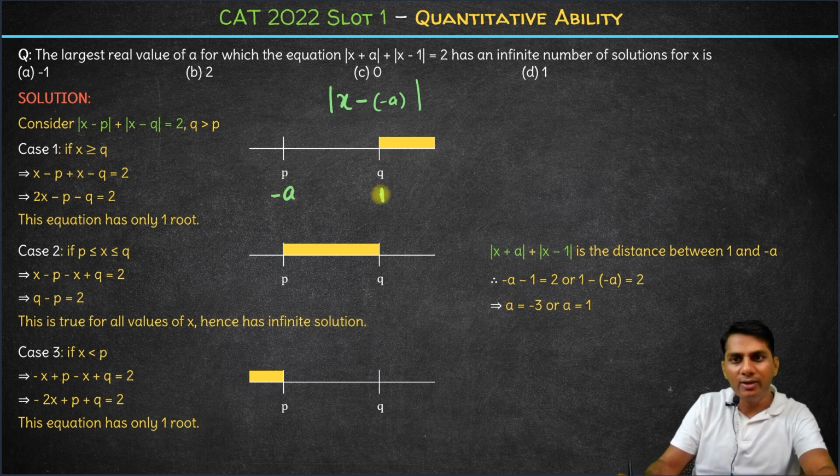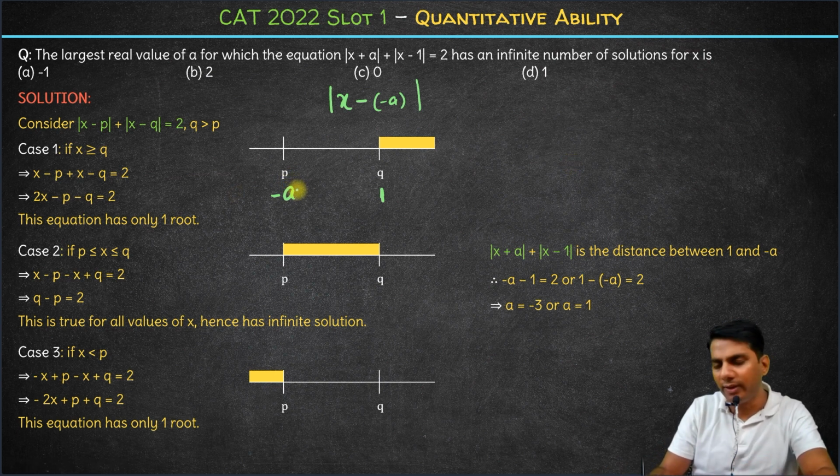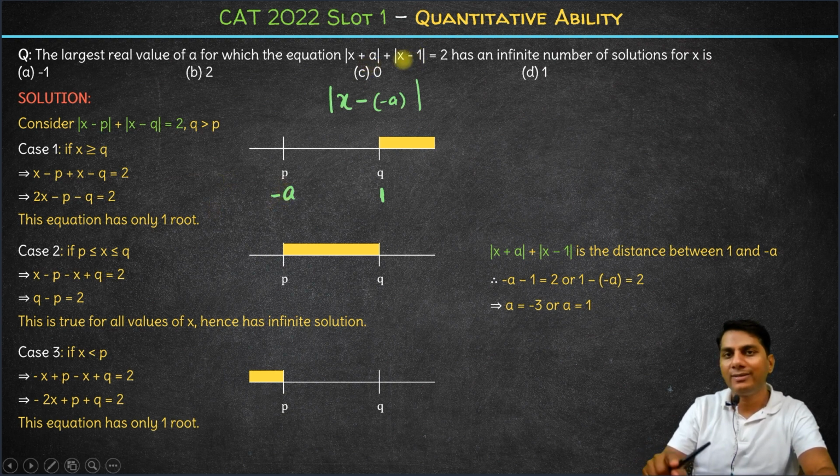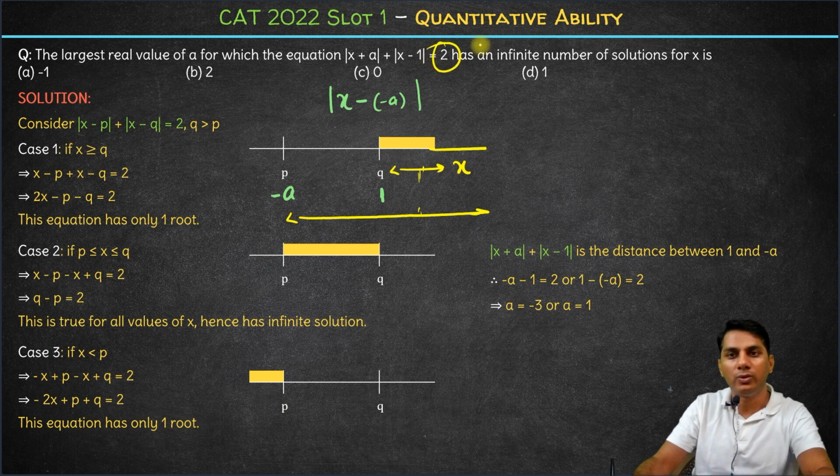Now a can be on the left side of 1 or it can be on the right side of 1. Both of them are possible. Let's just for the time being assume it is on the left side of 1. So now what is mod of x plus a? It is the distance of x from minus a, and mod of x minus 1 is the distance of x from plus 1. Now if you take x on the right side of 1, if x is somewhere here, so mod of x minus 1 is this distance and mod of x plus a is this distance. So sum of these two distances should be equal to 2.